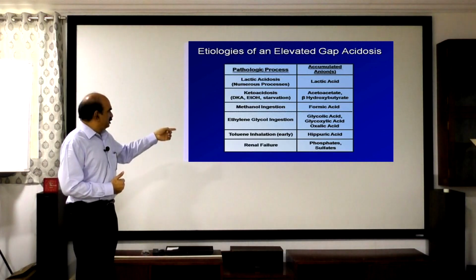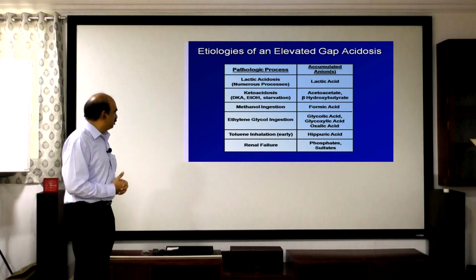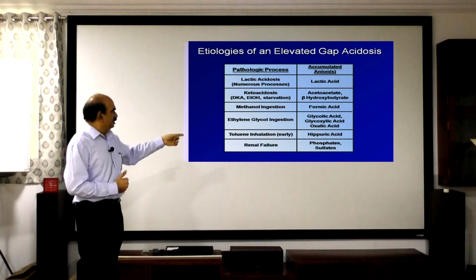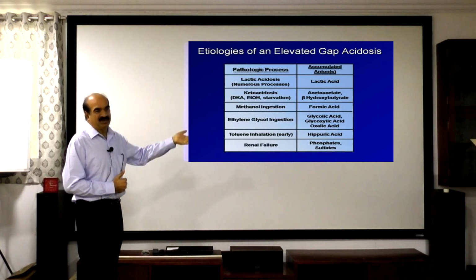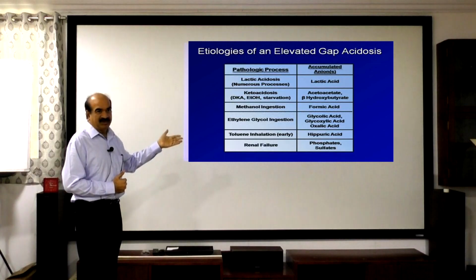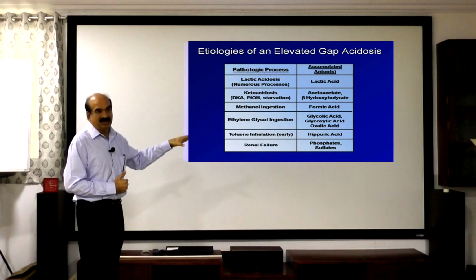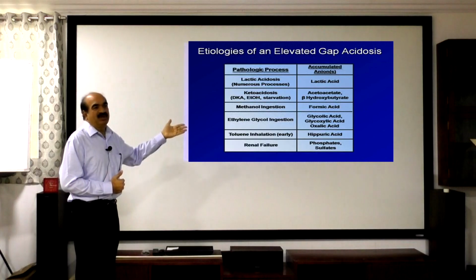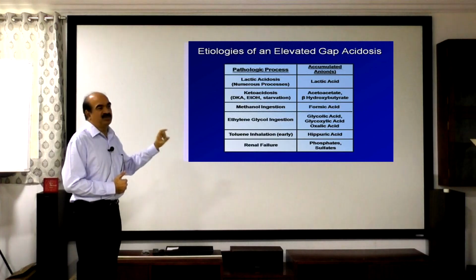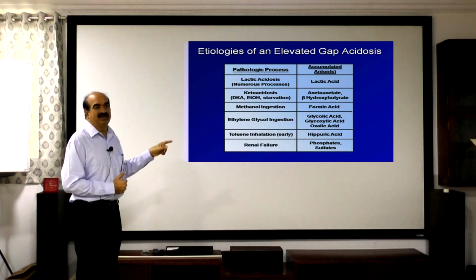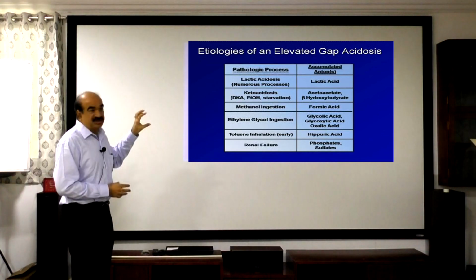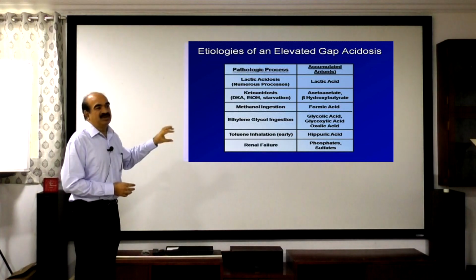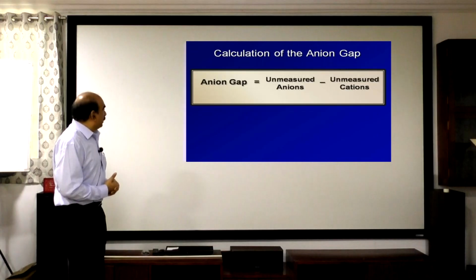Likewise, in toluene inhalation, hippuric acid accumulates. In renal failure, phosphate and sulfates accumulate, meaning phosphoric acid. Phosphoric acid is converted to phosphate and hydrogen ions. Sulfuric acid is converted into sulfate and hydrogen ions. These hydrogen ions combine with bicarbonate, so there will be loss of bicarbonate. That loss of bicarbonate is the cause for the underlying metabolic acidosis, and accumulation of unmeasurable anions is the cause for the high anion gap.